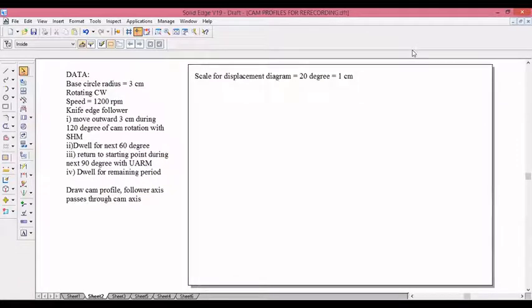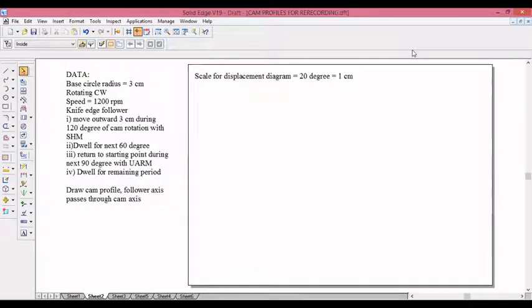Just to explain the construction of CAM profile, we are using SolidEdge V19 software. We request students to draw the drawing on book using geometrical instruments. Let us take one problem on CAMs. Problem statement is like this.